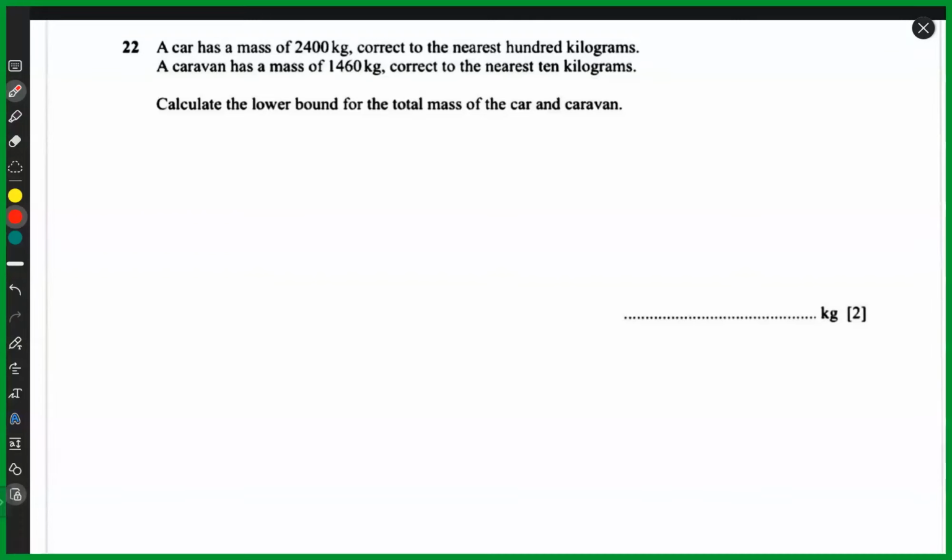Okay. A car has a mass of 2400 kgs, correct to the nearest 100 kgs. A caravan has a mass of 1460 kgs, correct to the nearest 10 kgs. Calculate the lower bound for the total mass of the car and caravan. It's very easy. You guys can do that. Please try doing it and then I'll ask you. Once you're done, just type your answer. Do not tell your answer directly, just type your answer.